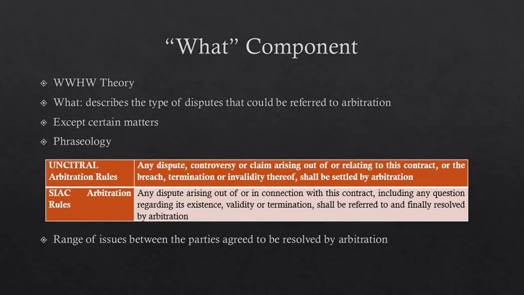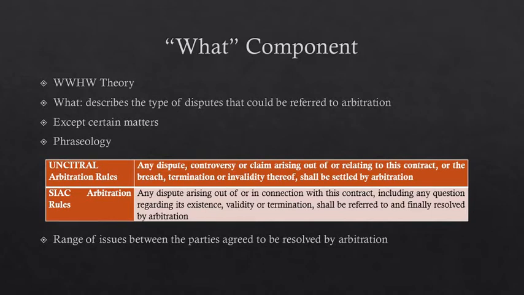Welcome to the ninth lecture of this lecture series introducing international arbitration practice. In the last lecture, we had discussed the topic of main components of arbitration clauses, where we discussed the WWHW theory. We said that if we answer the questions what, who, how, and where, we would be able to draft a basic arbitration clause. In this lecture, we will elaborate on the WWHW components further in order to draft the arbitration clause.